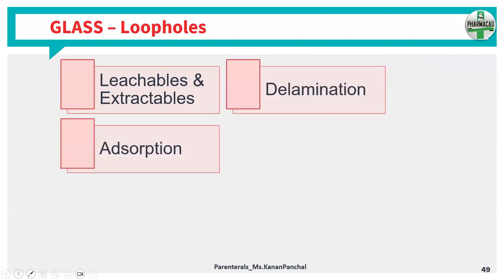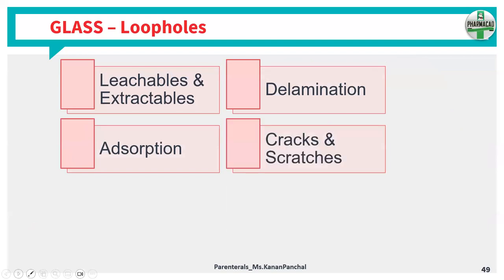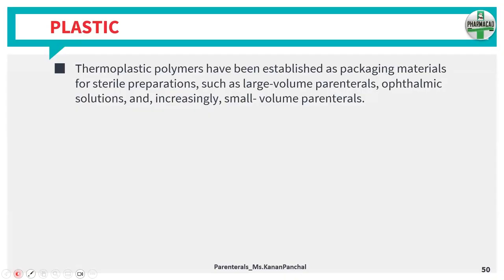Then delamination, matlab glass ka flaking hone lagta hai depending on the pH and the constituents of the formulation. Adsorption, ye humne protein ka ek example leke baat kiya tha. And then cracks and scratches can develop. Moreover, glass becomes a little bulky. Okay.